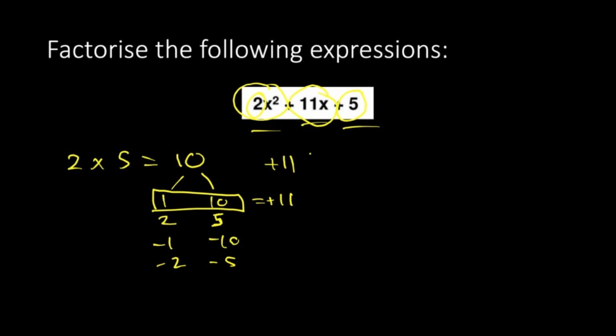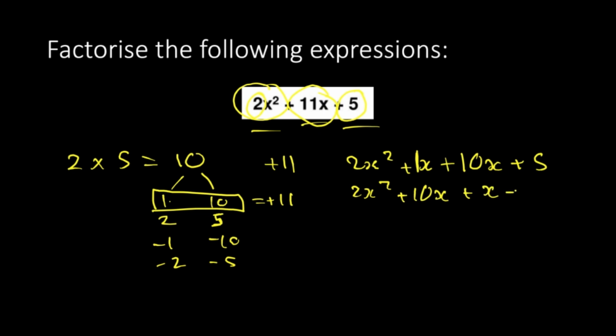So you split the 11x into these two numbers. Okay, so then it becomes 2x squared plus 1x. Let me just write 1 just to clarify. And then plus 10x plus 5. This is still the same as this. Okay, it's still the same expression. It's just that the 11x is split. Okay, we used the set of numbers to split 11x into 1x and 10x. Okay, and now you rearrange the expression.